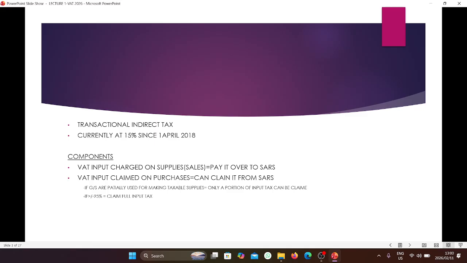So VAT is very transactional. It's per transaction that you make, and it's currently at 15% since the 1st of April 2018. Very important, the budget speech is around March. It's very important that you watch it, because sometimes they do incorporate it into your assessments or your tests. So what if the VAT percentage changes to 15.5?